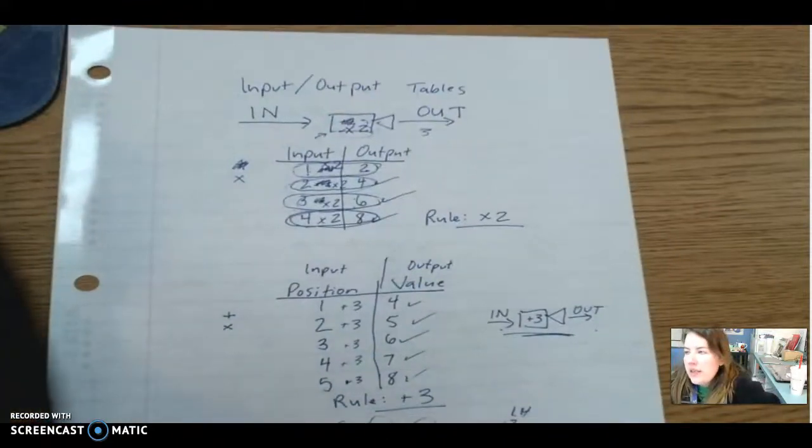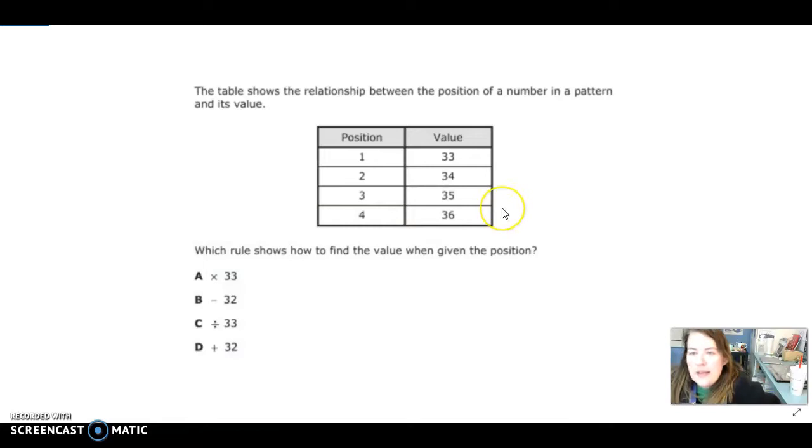Now let's quickly look at one example here. So here's an example. We're going to see if we can find the rule that goes with this input-output table. It says the table shows the relationship between the position of a number in a pattern and its value. Remember, it will still say position and value. This is input, output. Which rule shows how to find the value when given the position? So we're looking for the rule.